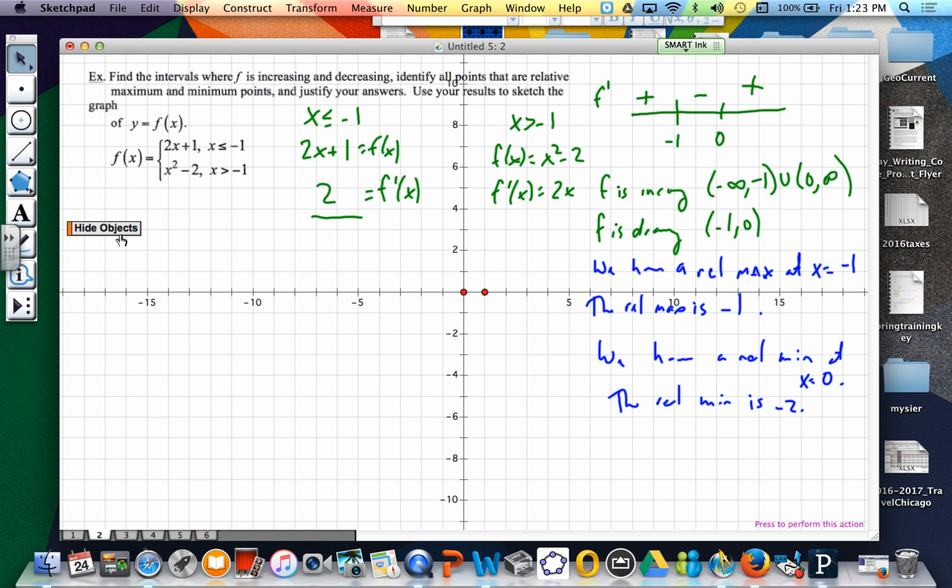So if we think about this graph, we think about this piece, got a slope of 2, and essentially here are some points on that graph, and then we get quadratic. There you go. And it makes sense. We have a relative max here and a relative min there.